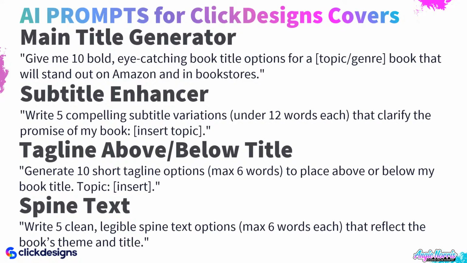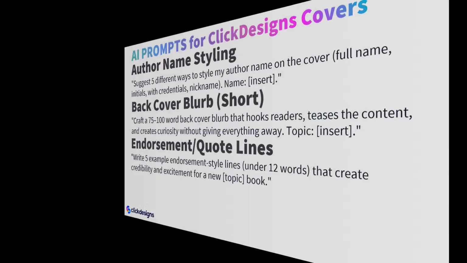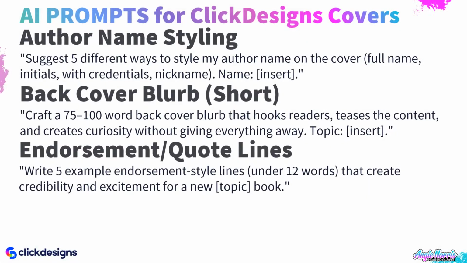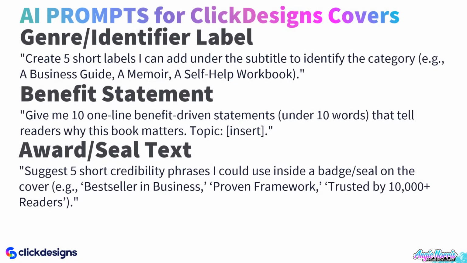So we're going to be talking about some of these. So this one, main title generator, subtitle enhancer, tagline above and below title, spine text. Those are all for books, right? And continuing on with books, we have author name, styling, back cover blurb, endorsements, quote lines. We have the genre identifier label. So these are all really geared towards books. And that's what I wanted to do because we're going to be creating some mock-ups today. So why don't I jump into the software and we can get started here.